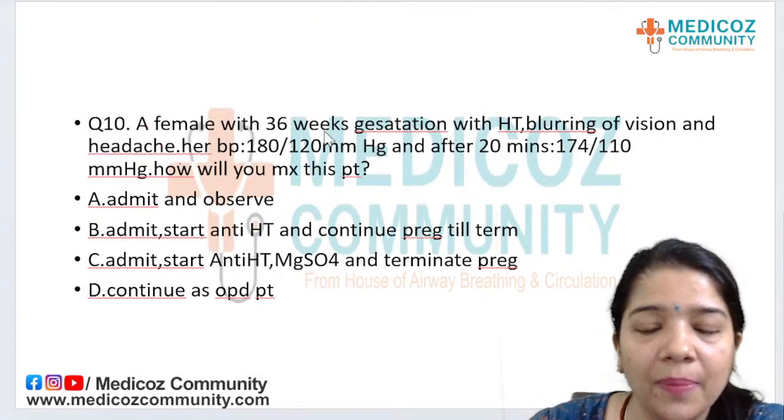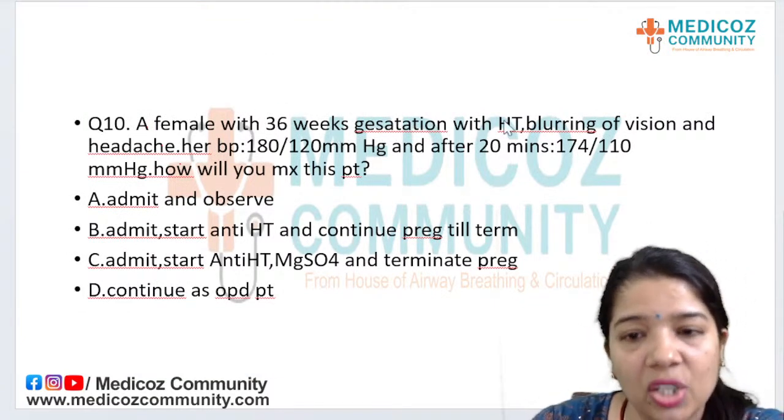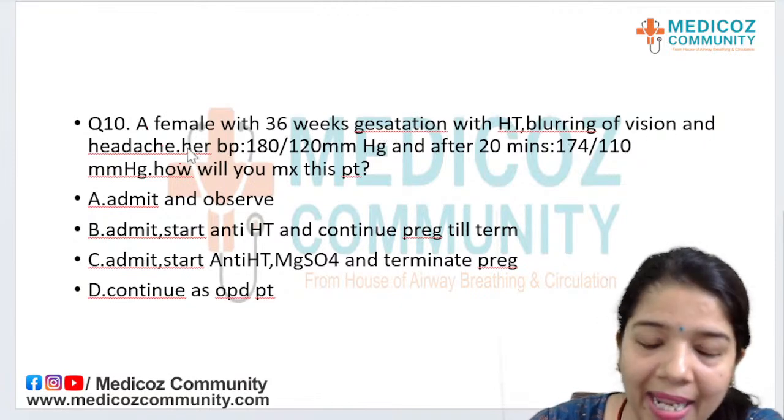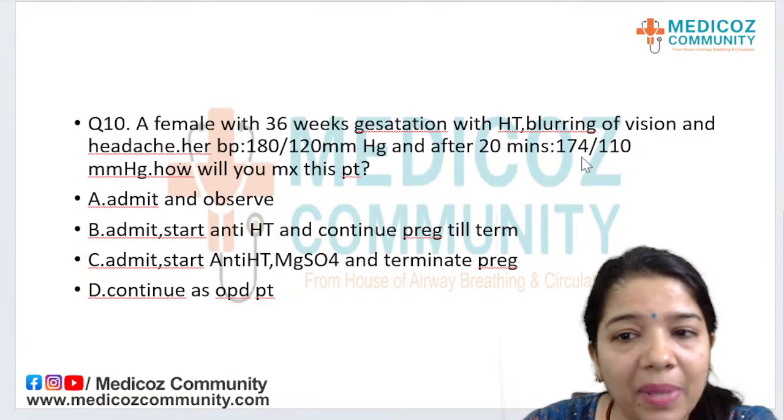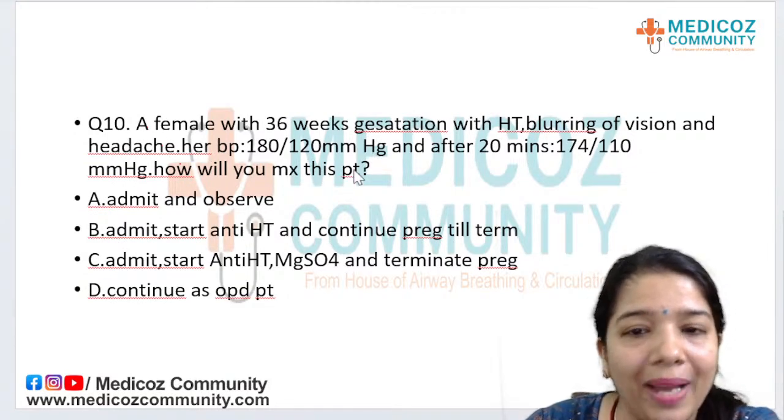Coming to the 10th question, a female with 36-week gestation with hypertension, blurring of vision and headache, her BP is 180 by 120, and after 20 minutes the BP is 174 by 110. How will you manage this patient?